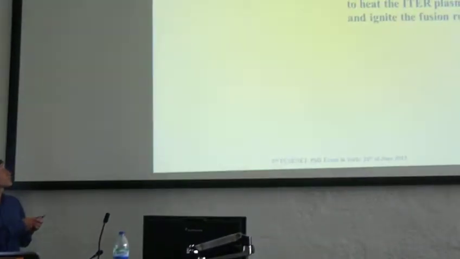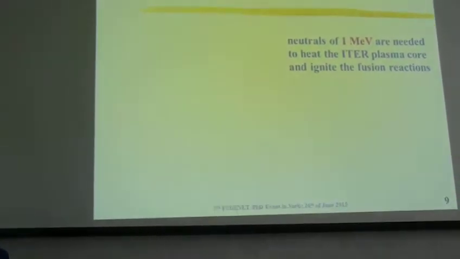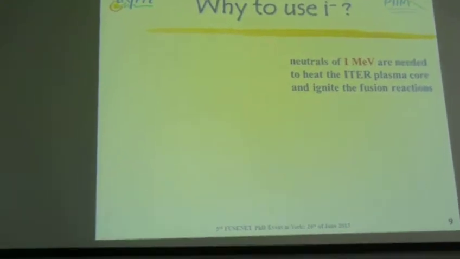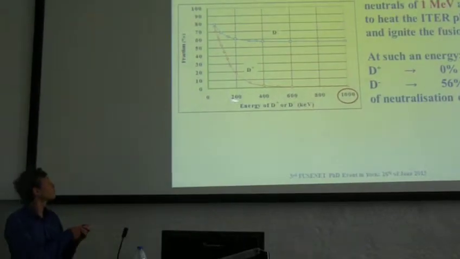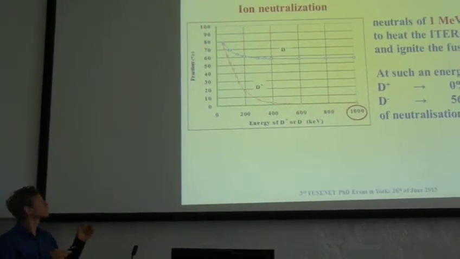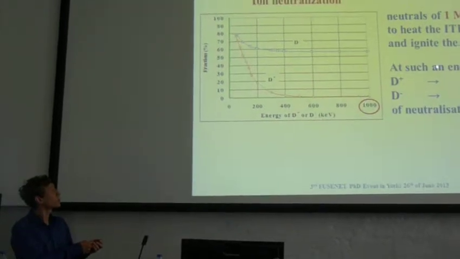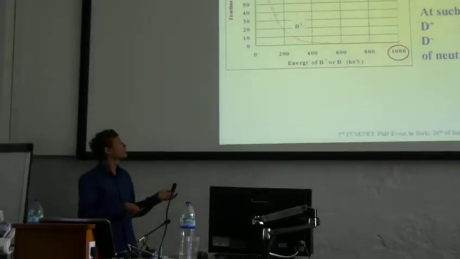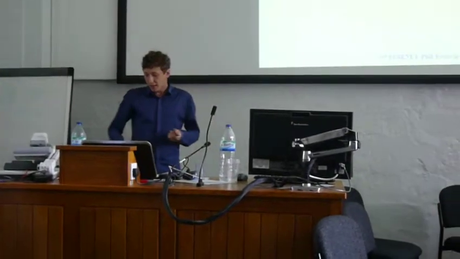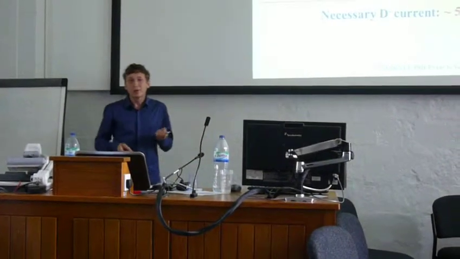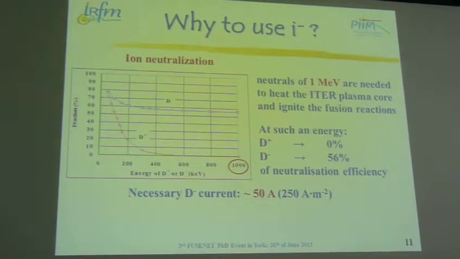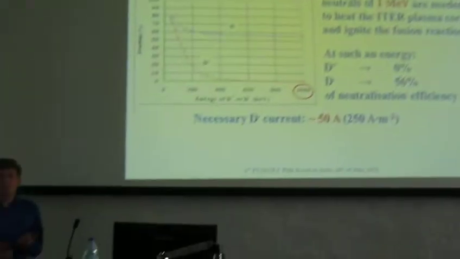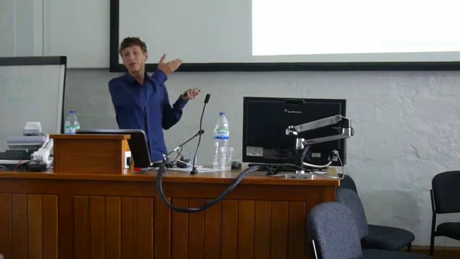We need 1 mega electron volt of neutrals to heat ITER's plasma core and ignite the reaction. And basically we know that at this huge energy, the positive ions would not be able to be neutralized in the gas target, because the neutralization efficiency is almost 0. So we have to go with negative ions. But the problem is that the required current of negative ions should be really high, 50 amps. The negative ion sources are not as far along yet compared to the positive ion sources.